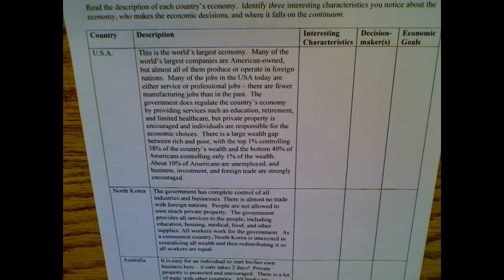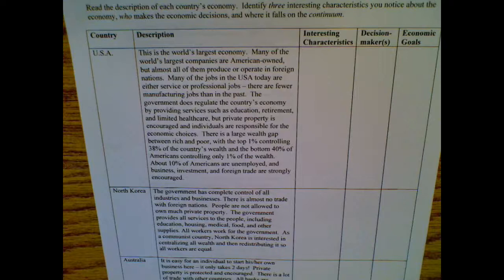In the United States, some of the interesting characteristics that I picked up on: we are the world's largest economy. Most companies produce or operate in foreign countries. This is an older handout, and one of the things that the president did when he first entered office was to make the corporate income tax lower. For a time, the United States had the highest corporate income tax in the world, and so that gave them less of an incentive to produce in the United States and more of an incentive to open their businesses in other countries where their corporate taxes are lower. So we've seen a little bit of change in that.